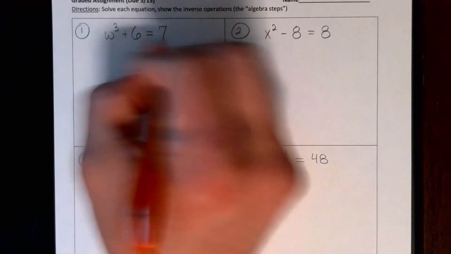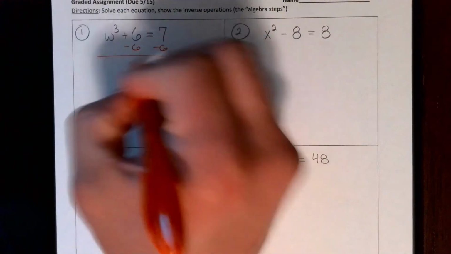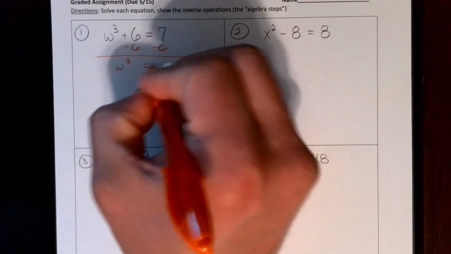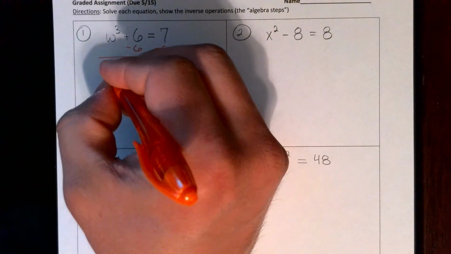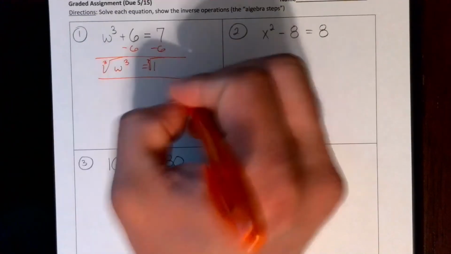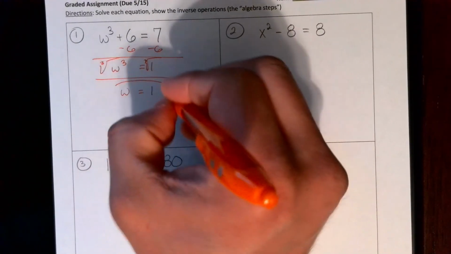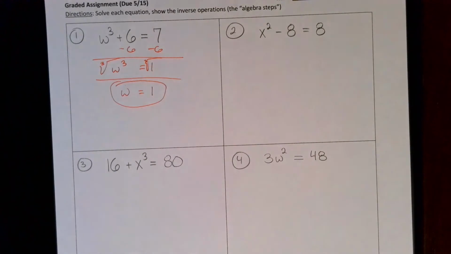Alright, so number 1, I'm going to end up subtracting 6 first. I get w cubed equals 1. To get rid of the exponent of 3, the cube, I'm going to take the cube root of both sides. And what number when you cube it gives you 1? Well, that's 1. 1 times 1 times 1 is 1. Alright, so hopefully it was pretty straightforward.